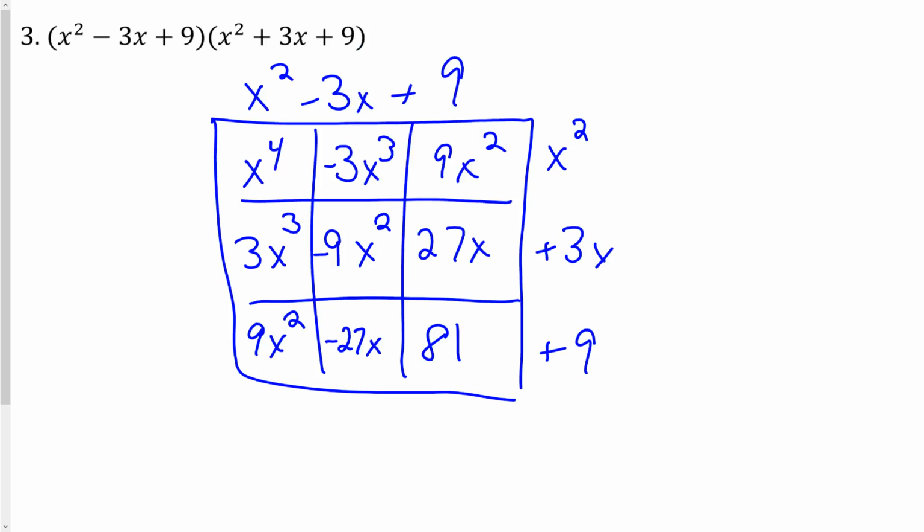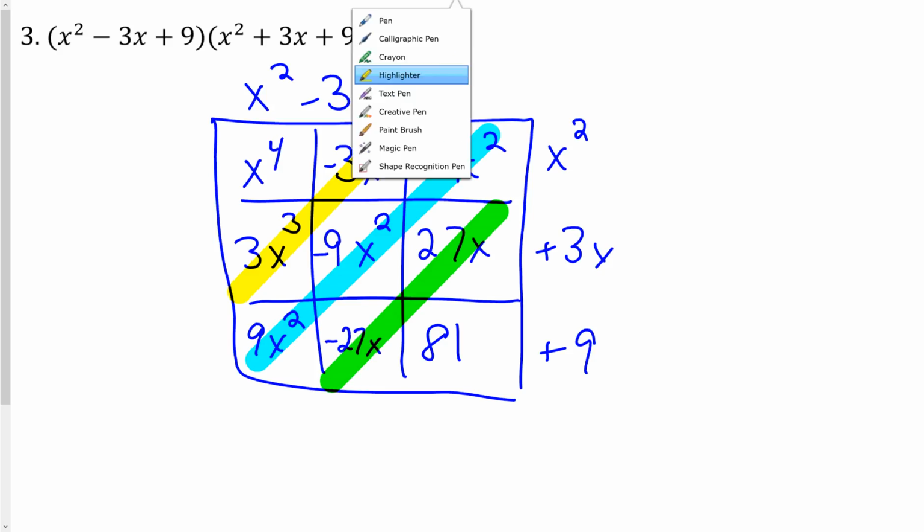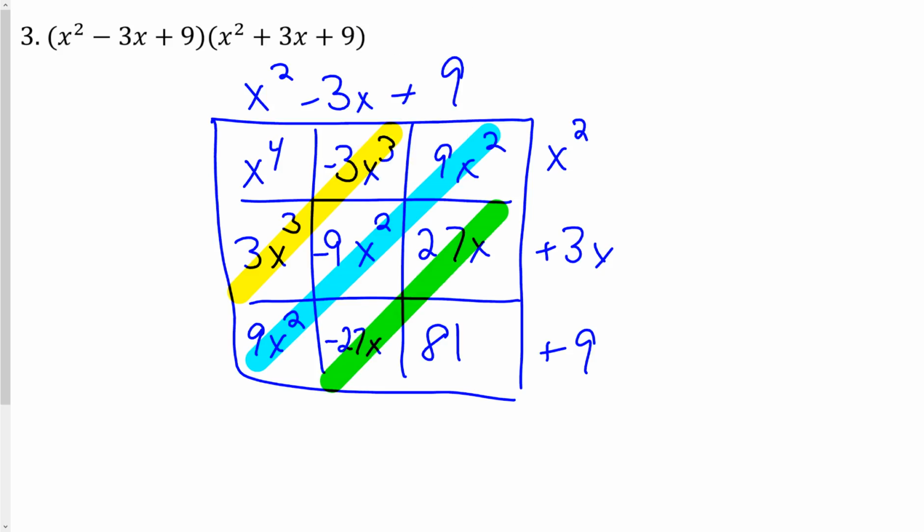Again, notice how all of our like terms are on the same diagonal. Those are my x cubes, those are my x squareds, those are my plain old x's. We add all these terms together. So the product equals x to the 4th, minus 3x cubed plus 3x cubed is 0, so we don't even write that term. 9x squared minus 9x squared plus 9x squared. Those two terms add to 0, so I'm left with plus 9x squared. 27x minus 27x is 0, plus 81. So the product is x to the 4th plus 9x squared plus 81.